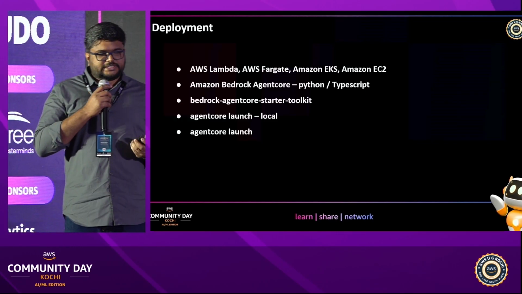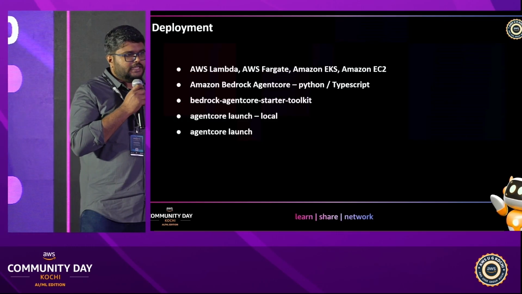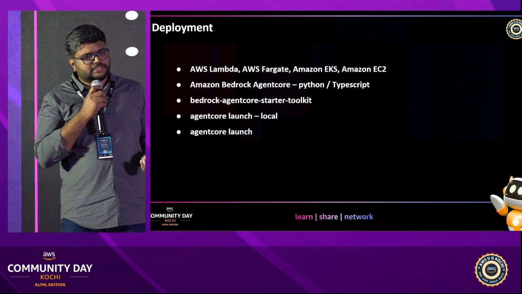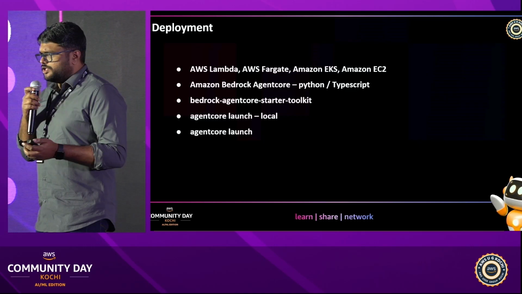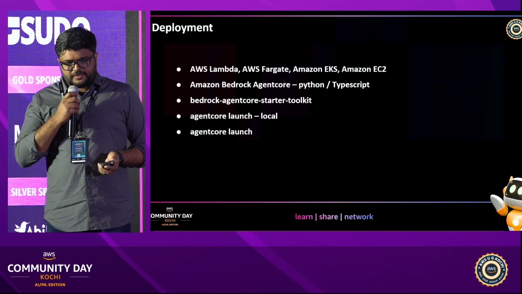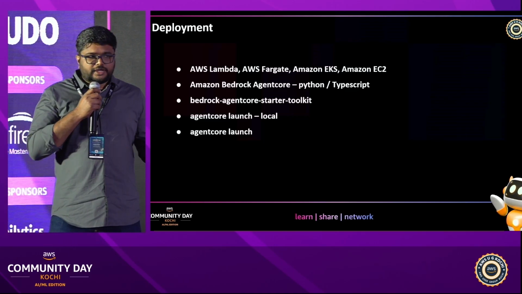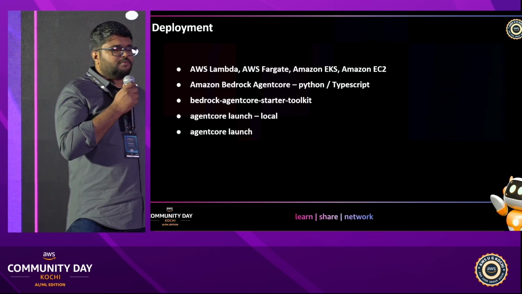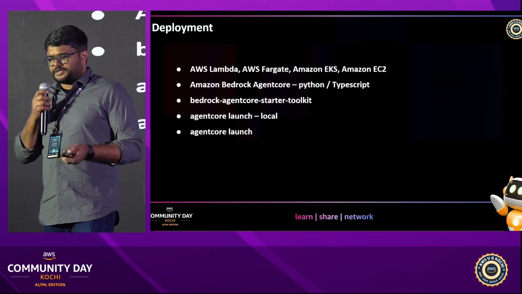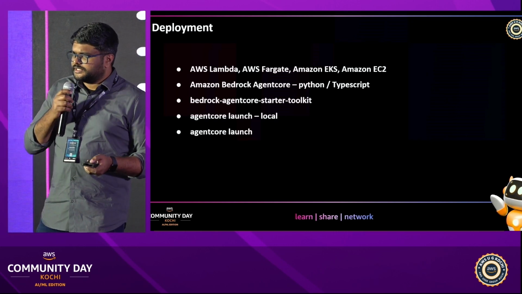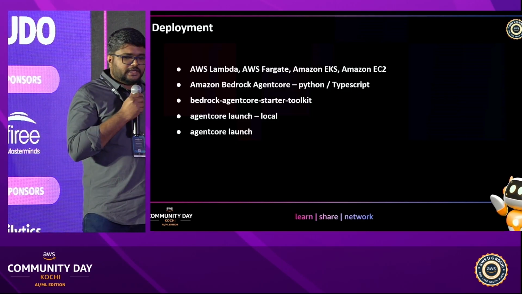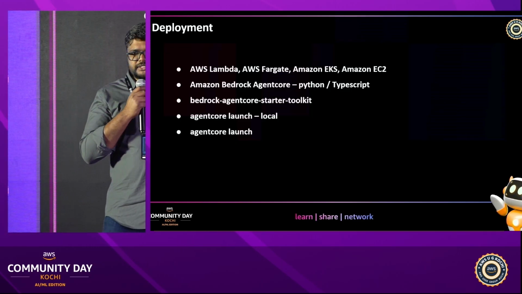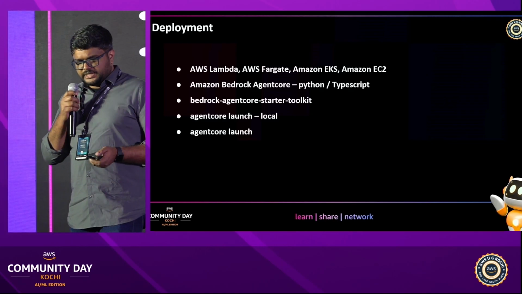Now, the Strands Agent SDK in general allows deployment recipes to AWS Lambda, Fargate, EKS, EC2, all your normal deployment varieties. Bedrock Agent Core also supports Strands deployment. There is a Python and TypeScript SDK, and that's what we are using. I'll show you in the next slide how it happens. But again, the implementation just involves invoking a few commands.